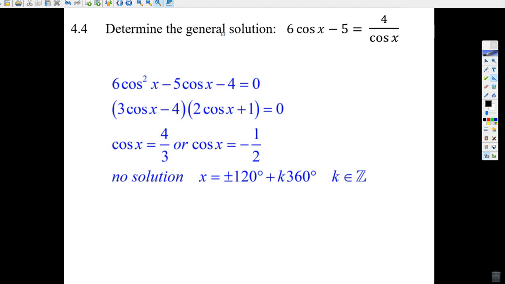We could call it a general solution. We get a ton of answers, or more, tons, an infinite amount of answers. That's right.